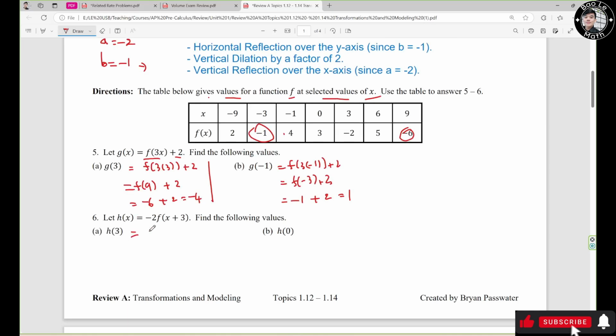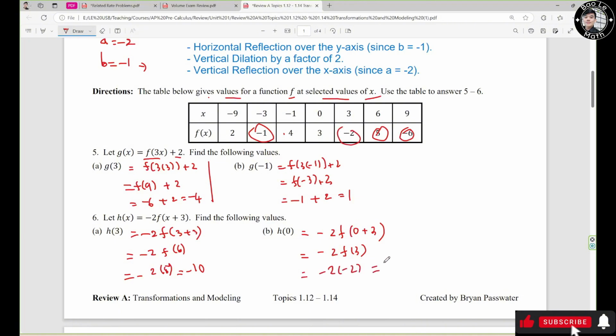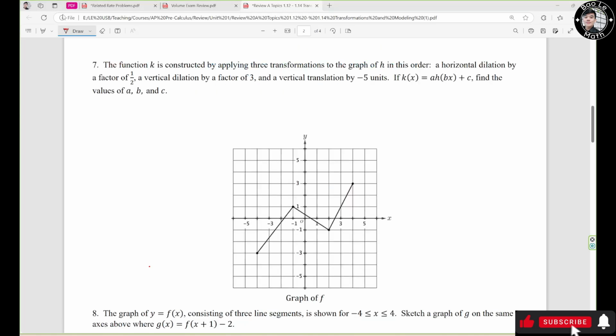h of 3 equals negative 2 f of 3 plus 3, right? So it's going to be negative 2 f of 6, right? f of 6 equals 5, so it could be negative 2 times 5 equals negative 10, right? Now question b, h of 0 equals negative 2 f of 0 plus 3. And then it's going to be negative 2 f of 3, right? Now f of 3 equals negative 2 right here. So negative 2 times negative 2 is going to be 4, right? Now let's move on to question number 7.